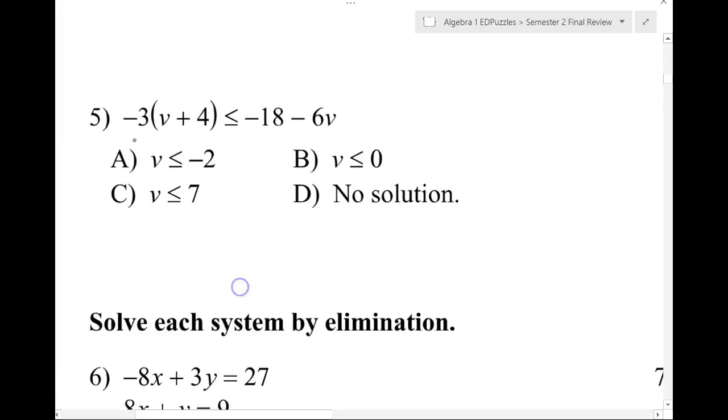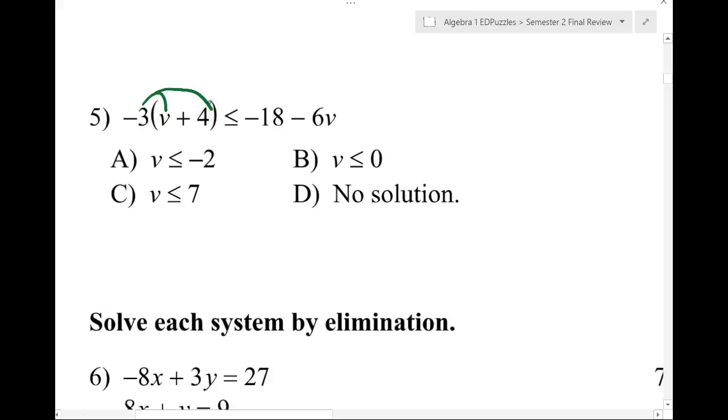So here, I could divide negative 3 all the way across. But remember, if I divide by a negative, what happens to the sign in the middle? It causes it to flip. And that just gets a little bit more complicated. Then I'm going to have to do negative divided by negative, and that's a little bit much. So I'm going to choose to multiply this time, distribute the 3.